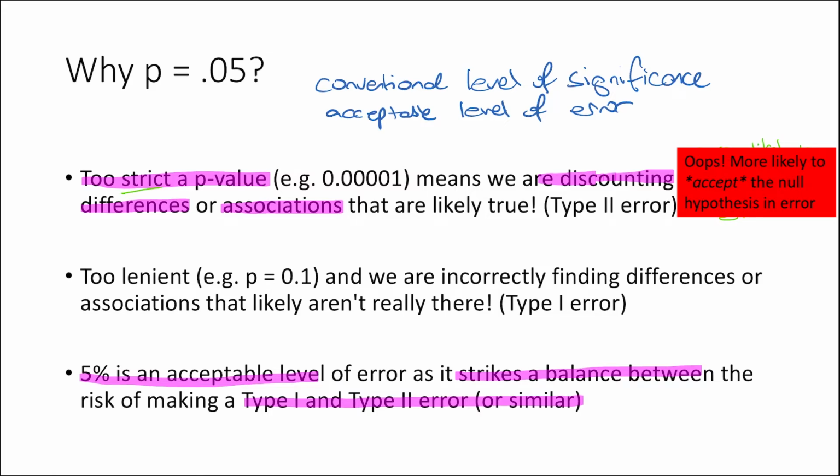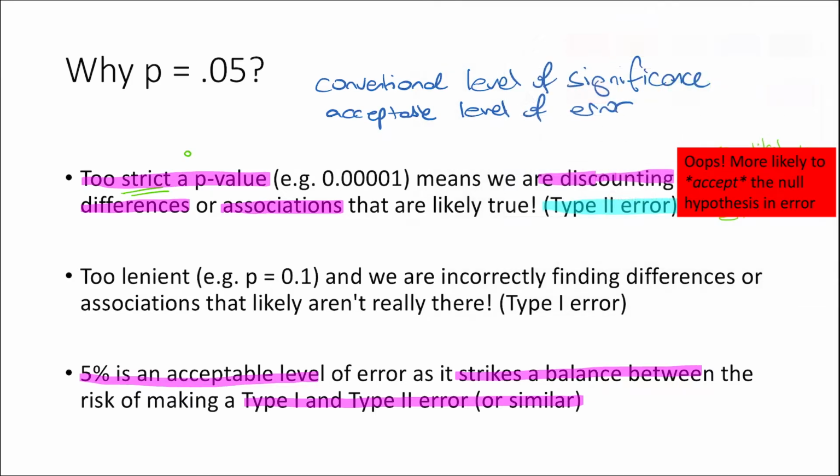Because we've got such a strict p-value, because we've got such a small bullseye on our target, it means that it's going to be very, very difficult for our findings to be statistically significant. We're much more likely to reject our null hypothesis, even if that's incorrect. We call this a type 2 error. More on that in just a moment.